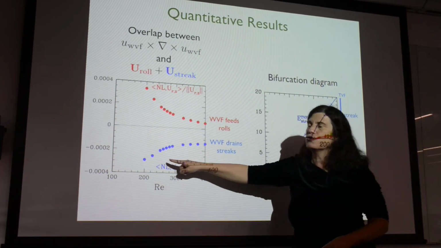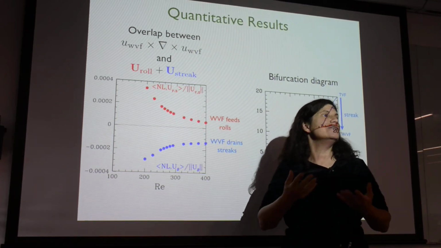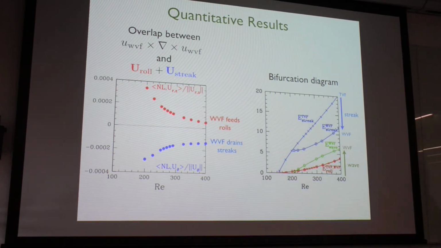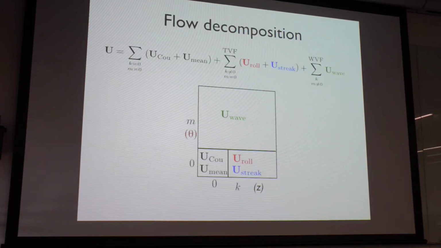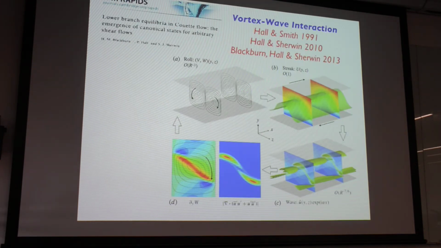And it drains the streaks. This is a negative contribution. So it takes from the streaks and it gives to the rolls. And that is, I think, am I right? I'm just going back to this spontaneously. Isn't that the picture here?